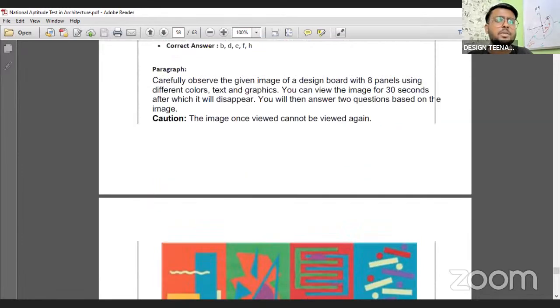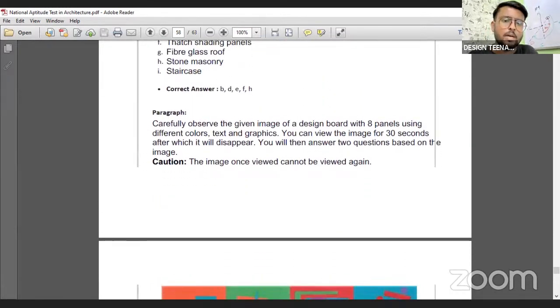No. This is not a paragraph question. These are the 30 seconds questions we have. They have written over here as paragraph. This is nothing but the same thing. But carefully observe the given image of the design board with 8 panels using different color text and graphics. You can view the image for 30 seconds, after which it will disappear.